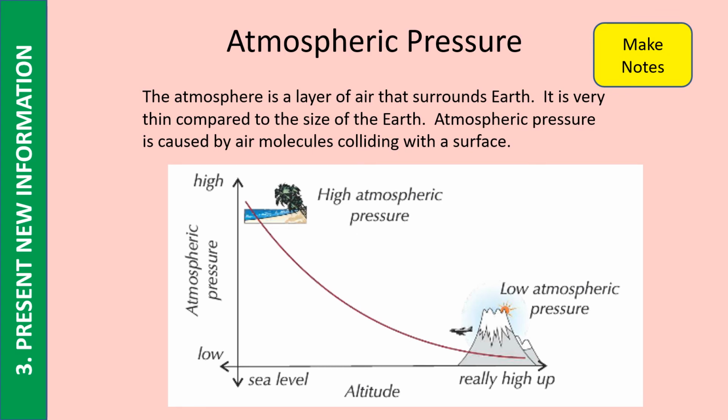We can also show this in a graphical form. On this diagram, if we put atmospheric pressure up the vertical y-axis and altitude across the horizontal x-axis, as the altitude increases, you can see that the pressure decreases. So at sea level, you have a high pressure, and at the top of a mountain, you have low pressure.